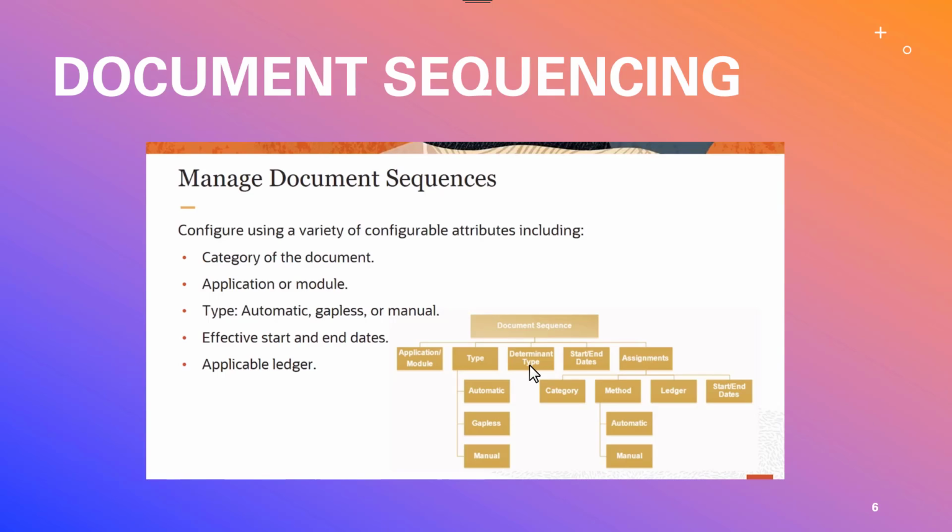And then if you have chosen to assign your determining type as a ledger, then you would have to have your ledger name in there. If it's legal entity, you would have to have your legal entity in there, and the start and end date of your sequence. Now let's get into the application to show you how to set up the sequences.